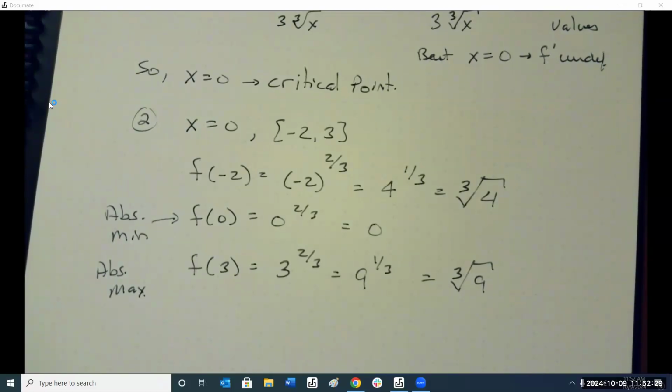All right, that's it for that section. Let's do the next one. That one didn't take long. Let's go ahead and do the next one.